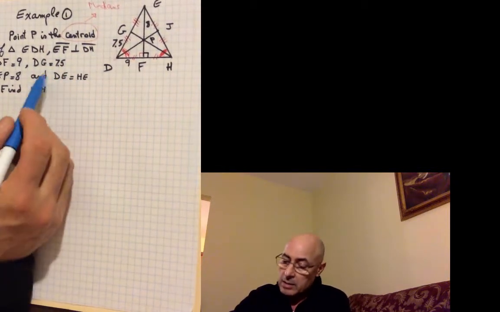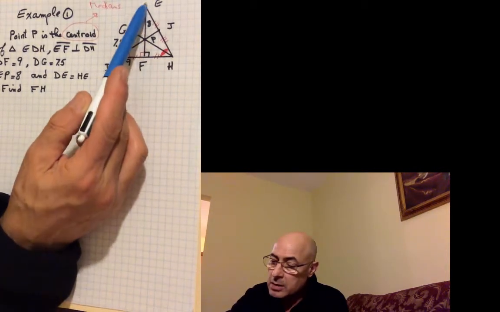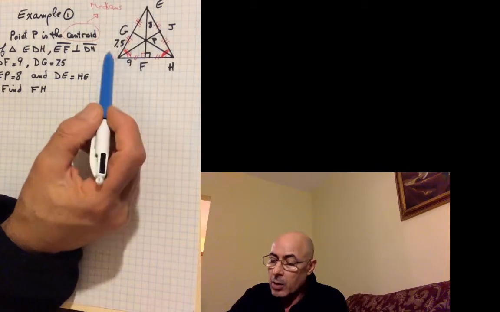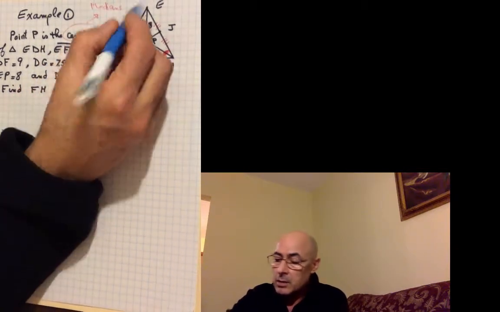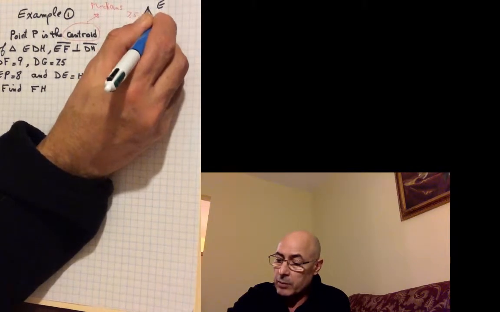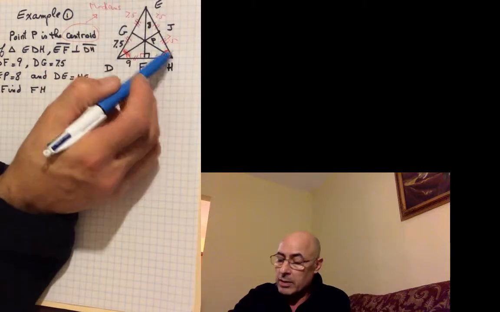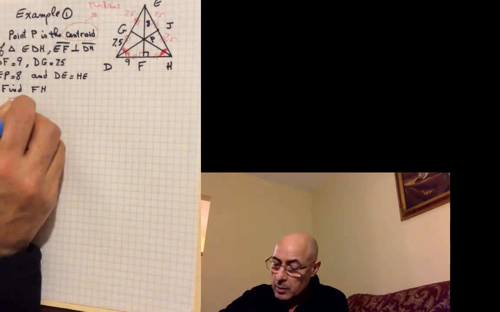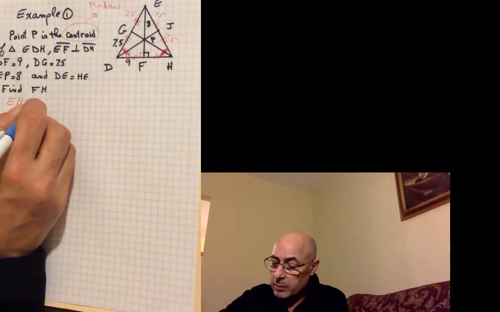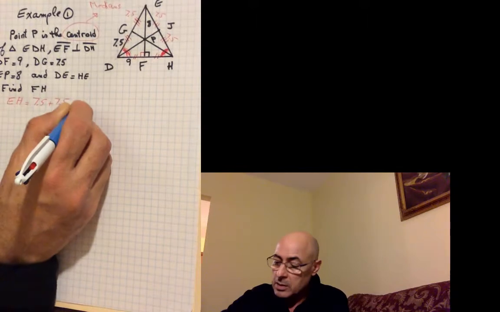Alright, now let's answer the first part. Find the length of segment EH. Where is EH? Here is E, here is H. Remember this is 7.5? So that's going to be 7.5, because these are all equal. That's going to be 7.5. So how long is EH? So EH equals 7.5 plus another 7.5, so it equals 15.